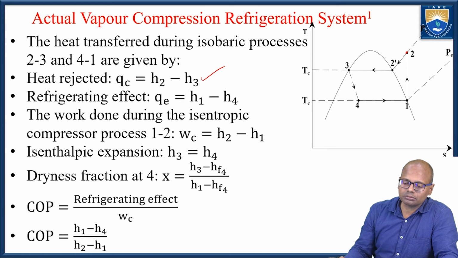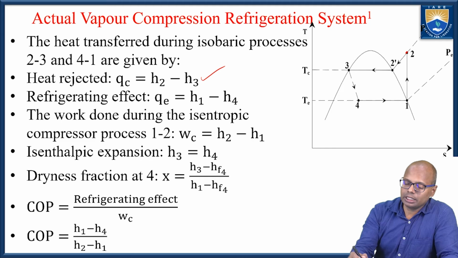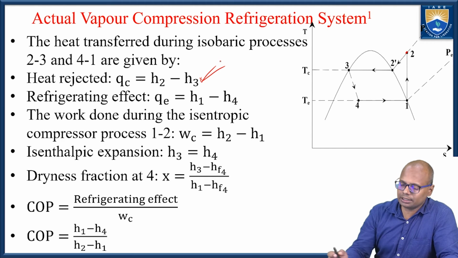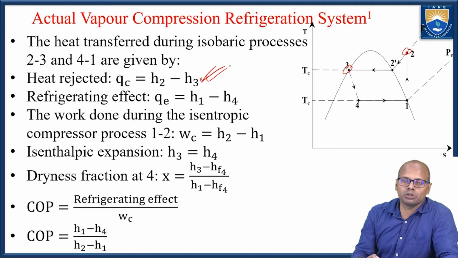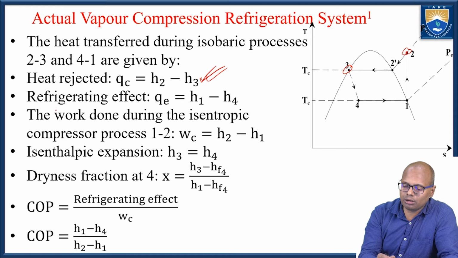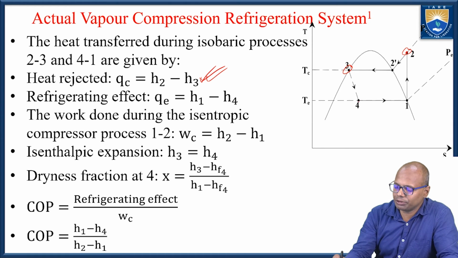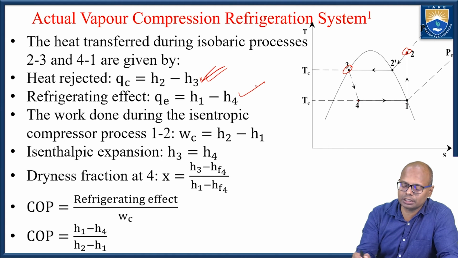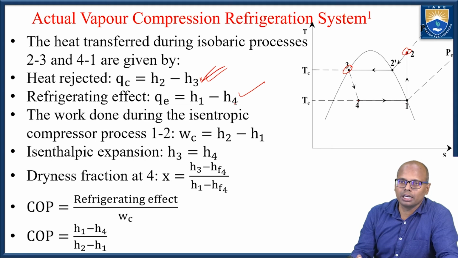So now here the heat rejected in the condenser is from 2 to 3. So if I know what is the enthalpy at point 2 and what is the enthalpy at point 3, I can find out what is the amount of heat rejected per kg of the fluid. Now, what is the refrigeration effect? The refrigeration effect is in the evaporator, the enthalpy is changing from 4 to 1. Okay, it is increasing from 4 to 1. So the refrigeration effect is nothing but H1 minus H4.